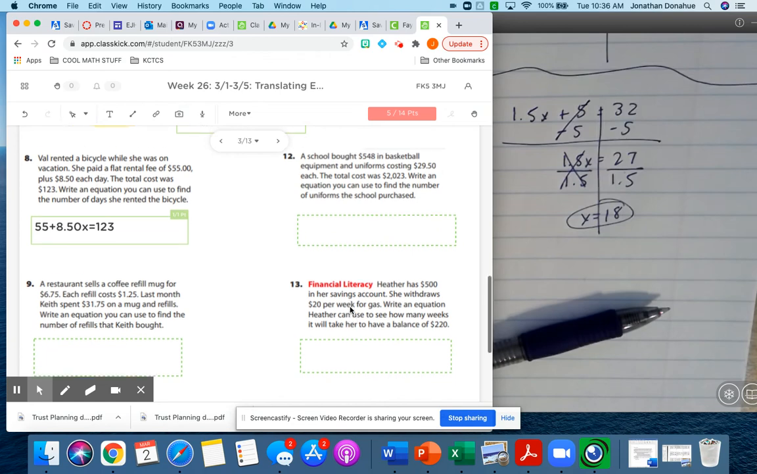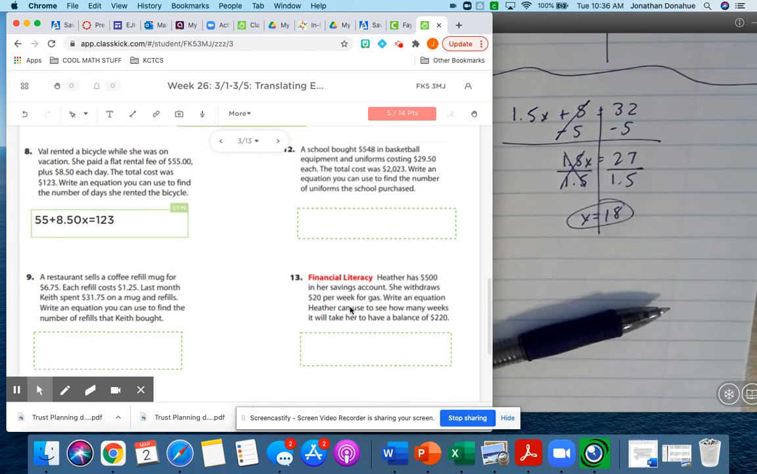Let's try 13. It says Heather has $500 in her savings account. That's probably going to be equals 500. No, maybe not. She withdraws $20 a week for gas. Write an equation Heather can use to see how many weeks it will take her to have a balance of 220. All right. So she starts with 500.